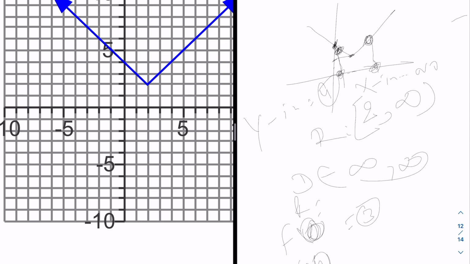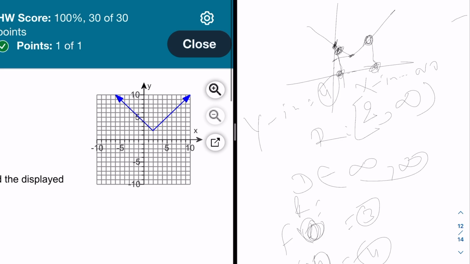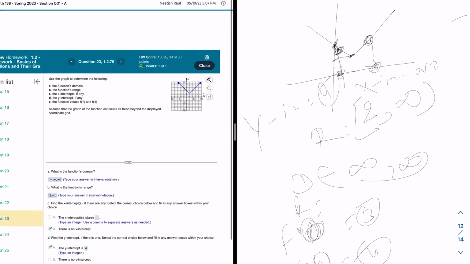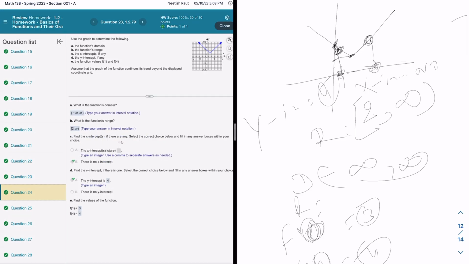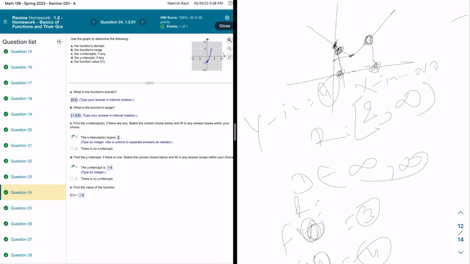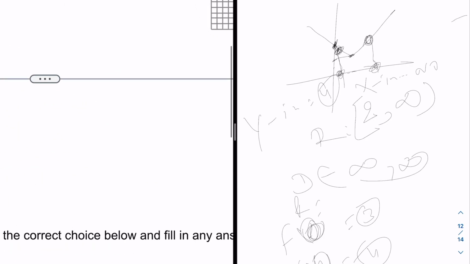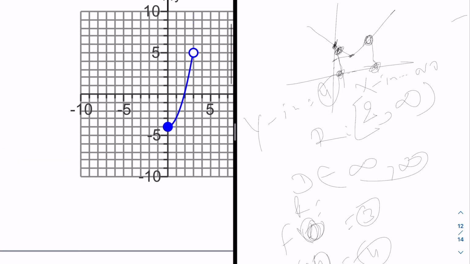So we have 1, 2, 3, 4. 4. That's the answer. Question number 24 is the same answer. Yes, we need to just see the graph first, domain and then range.